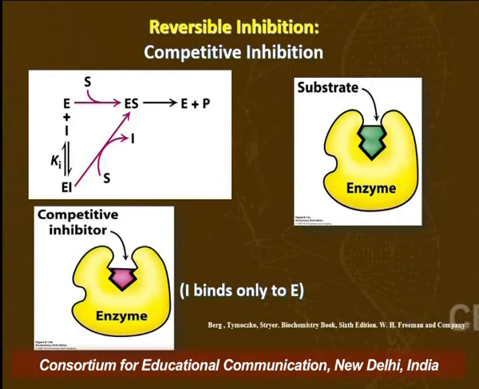When the substrate binds to the enzyme, it forms the enzyme substrate complex and the reaction moves on to the enzyme plus the product. But as soon as the inhibitor comes and binds there, the reaction cannot move further because it has blocked the enzyme active site and the substrate cannot bind to it. Finally there is an inhibition of the reaction, and the enzyme inhibitor complex blocks the reaction and there is no further reaction.